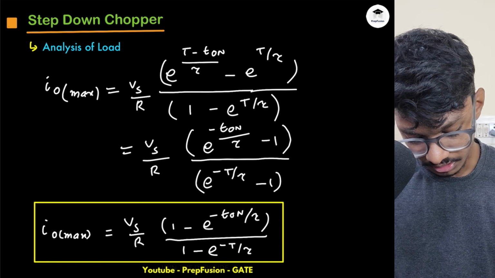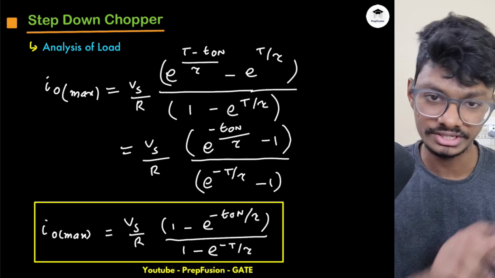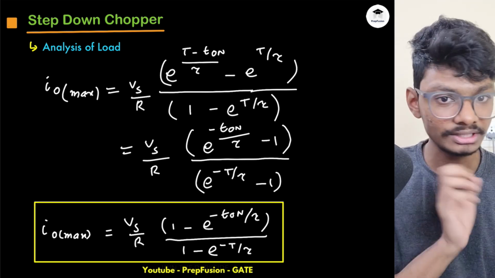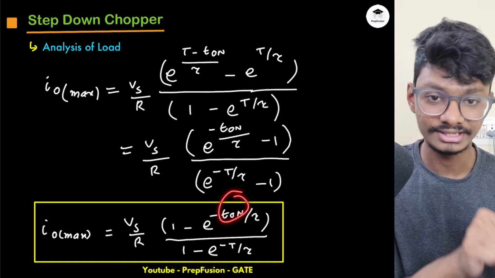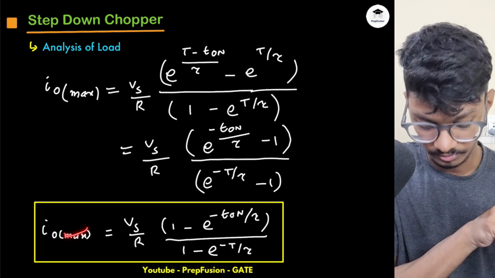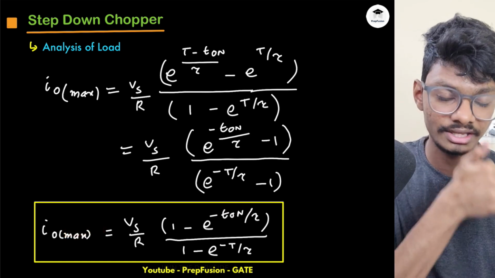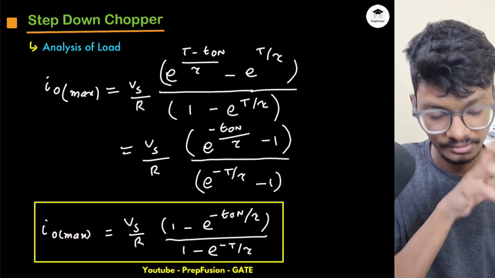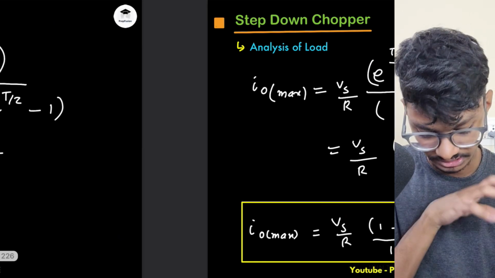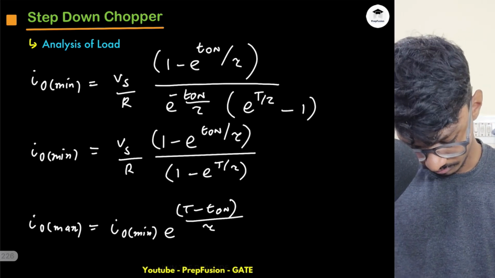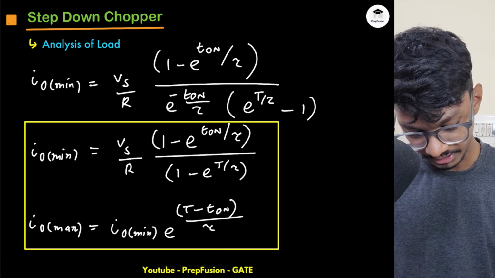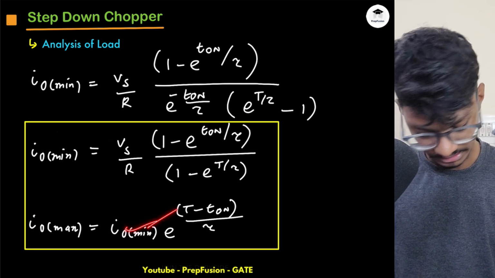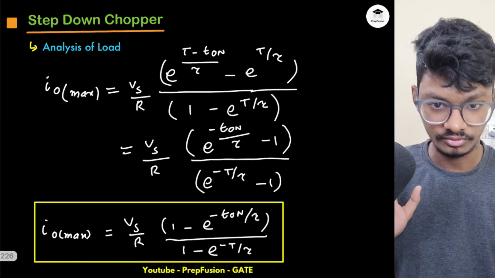Pretty simple, because at the top it is always exponential raised to power t on upon tau. But when is the plus sign and negative sign, that you need to remember. The negative sign is in the case of the maximum current, and the positive sign is in the case of the minimum current. You can remember it like this: it is just the opposite. If you are able to remember one, the other you can remember like this. So these two formulas you have to remember.